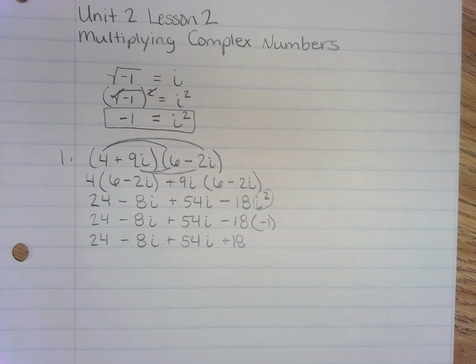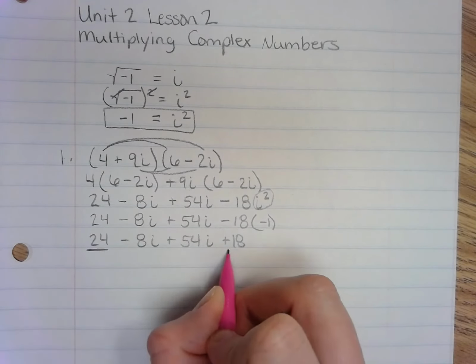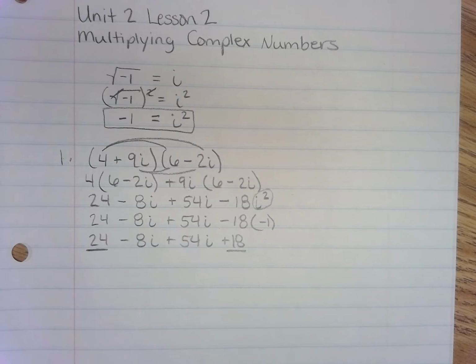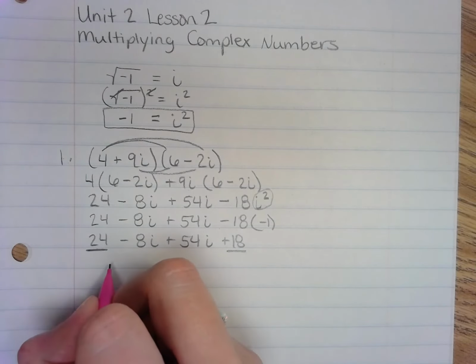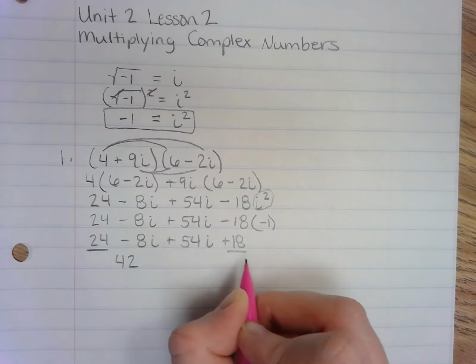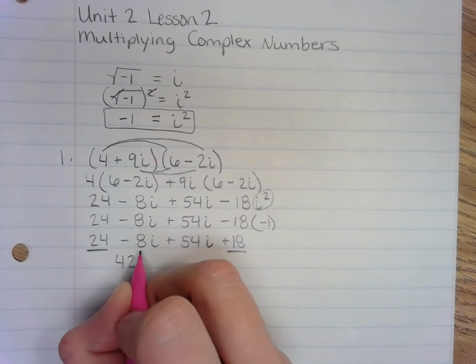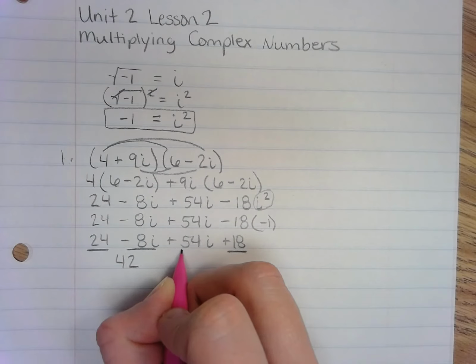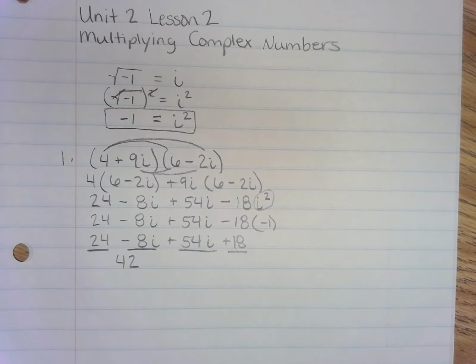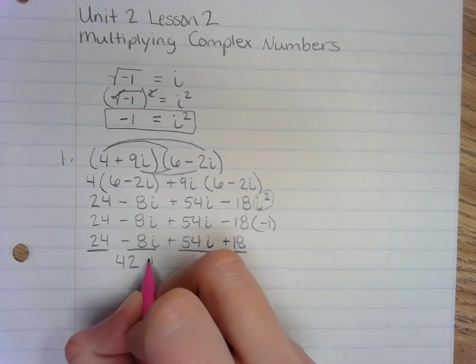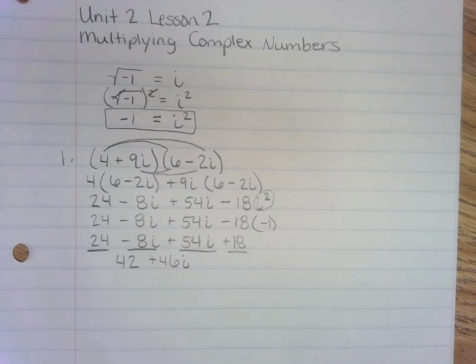So now let's combine our like terms. Because a complex number is in the form a plus bi, let's combine our constant terms first. 24 plus 18 gives us 42. And then negative 8i plus 54i gives us 46i. When you combine like terms, your answer is that like term. So it does not become i squared. When you combine an i term with an i term, it's still an i term.